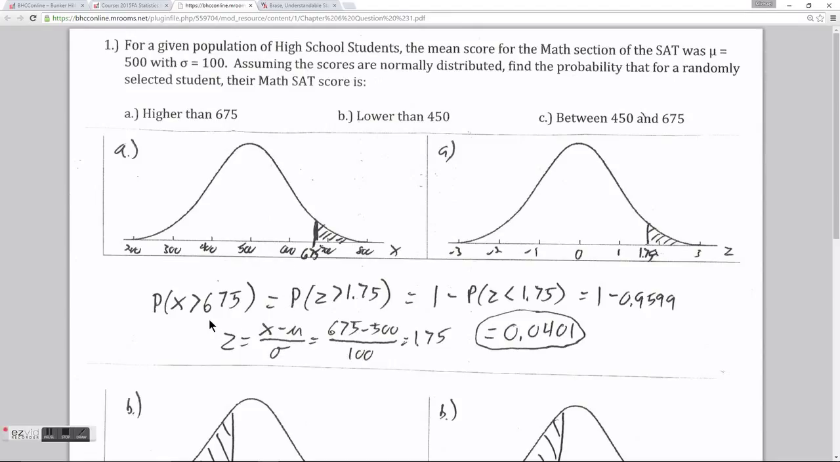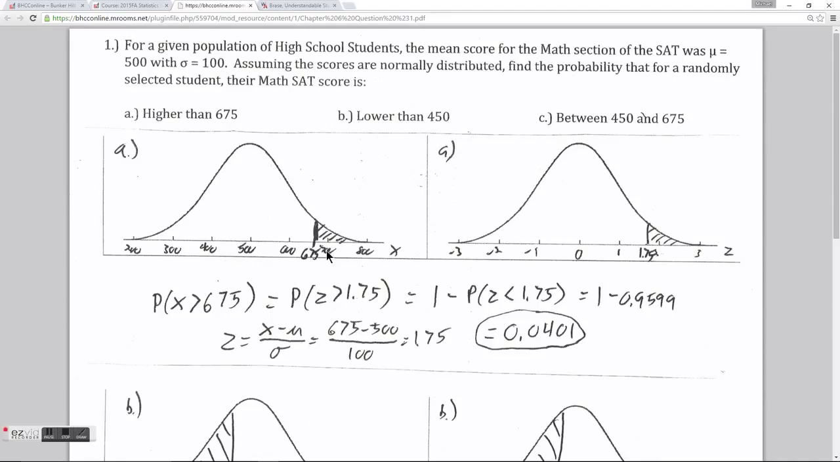What we're asked to do in part A is find the probability that a student scores higher than a 675 on the SAT. That probability is represented by these symbols here. To get that probability, it is represented with the area underneath the normal curve in this shaded region right here. Since I'm looking for the probability x is greater than 675, that would be to the right on the x scale, so the probability is represented by the area under the curve to the right of that value.